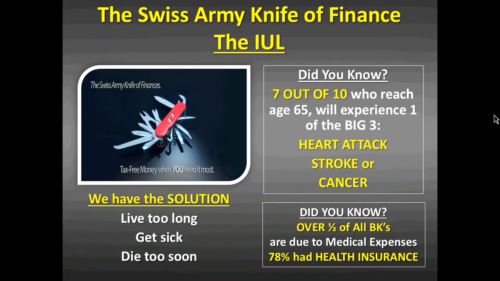cause of permanent disability. And did you know that over half of all bankruptcies in this country today are due to medical-related expenses? But 78% of them had health insurance. So what does that mean? That means that the doctors got paid, the nurses got paid, the ambulance drivers got paid, but who paid the mortgage? Who put food on the table? Who kept the heat on?